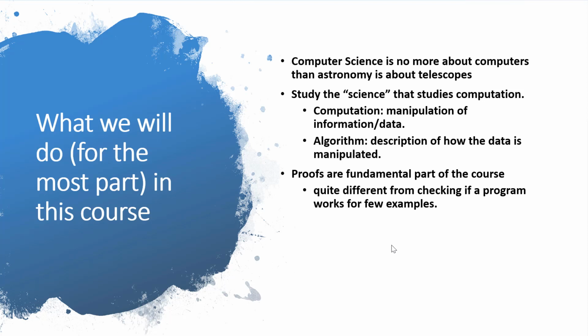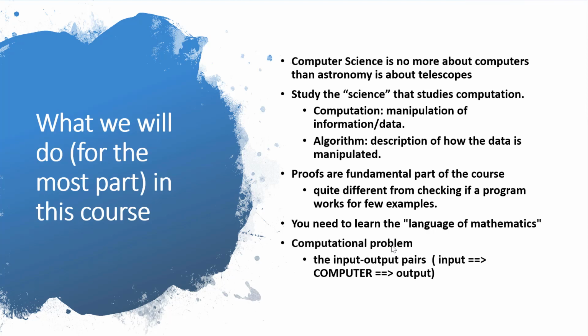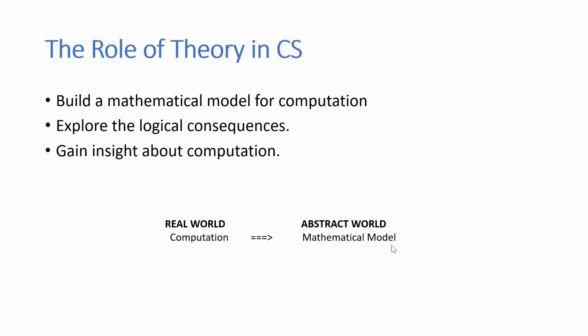So proofs are a fundamental part of the course, quite different from checking if a program works. For a few examples, we'll try to prove that the program should work all the time. In order to do that, you have to learn the language of mathematics. So the role of theory in CS is to build a mathematical model for computation, explore the logical consequences, and gain insights about computer science. Theory plays a critical role in every science, and the role of theory in CS is equally important.